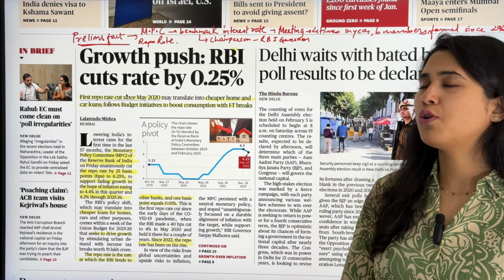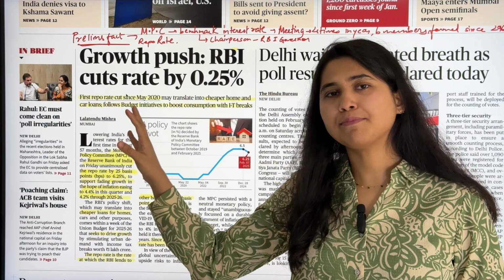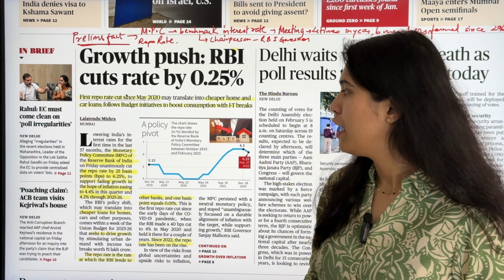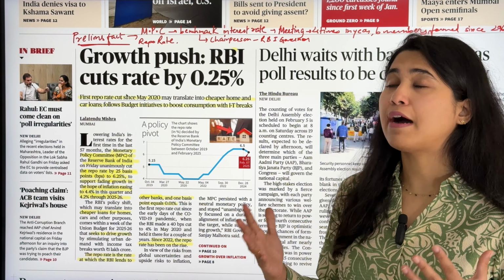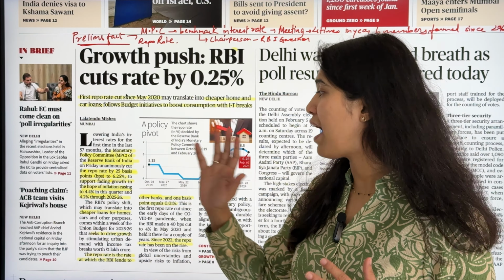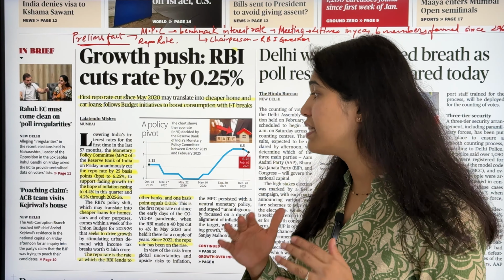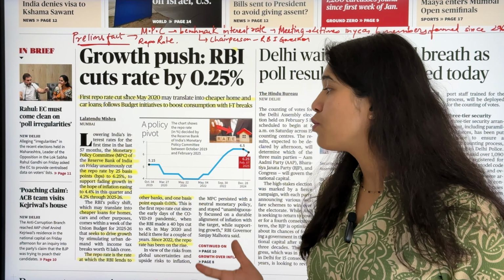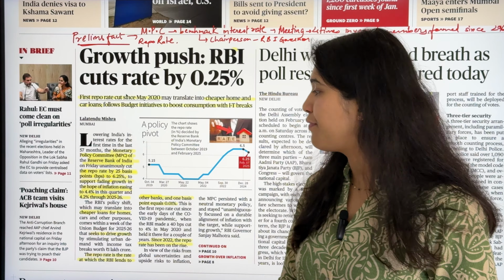Repo rate. Okay, so here I have taken it as a prelims fact because you should know firstly what is repo rate. After 57 months, after January 2022, the Monetary Policy Committee of RBI has cut the repo rate by 25 basis points to 6.25% to support fading growth in the hope of inflation easing.